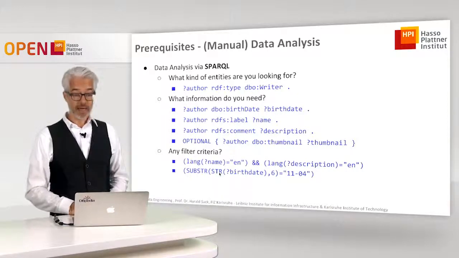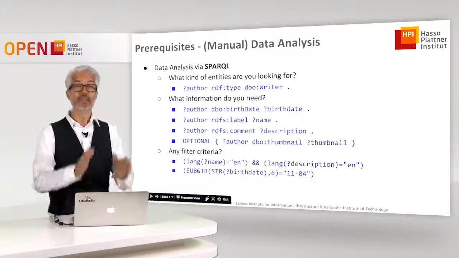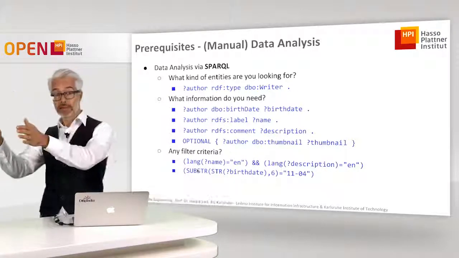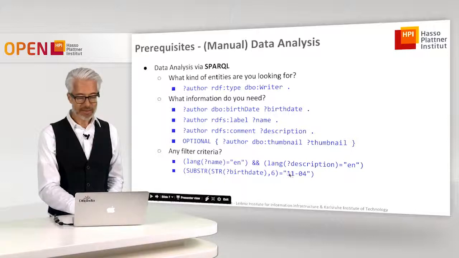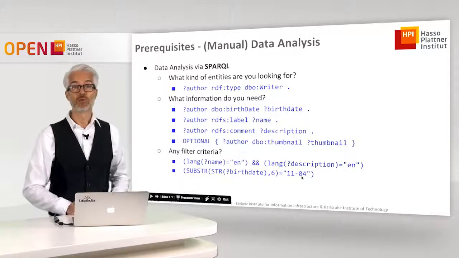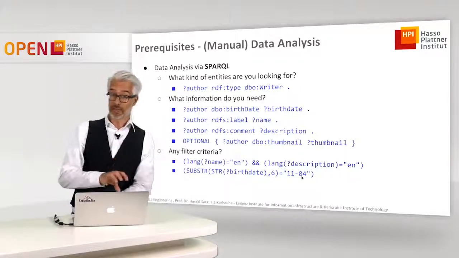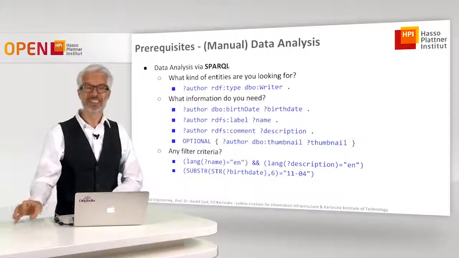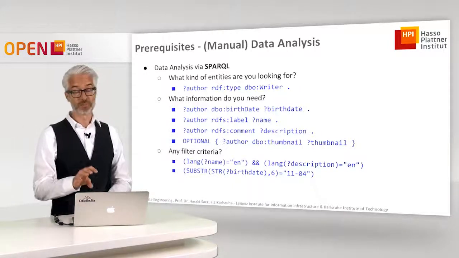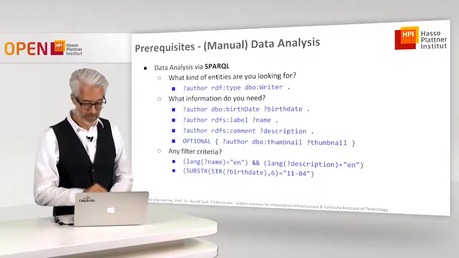And I say, okay, I start at position 6 and take the substring of it, which then is the month and the day. You remember that? And I say this should be the same as 11-04, which means November 04. This would then, in the end, filter out all authors whose birth date is on the 4th of November. But tomorrow it's the 5th of November.